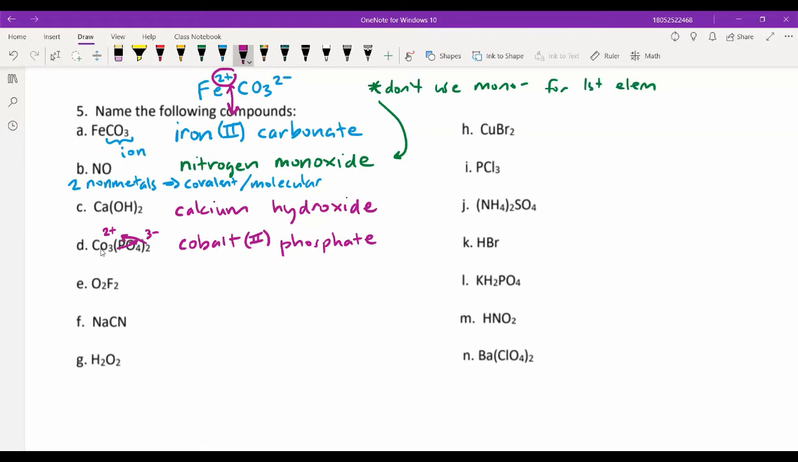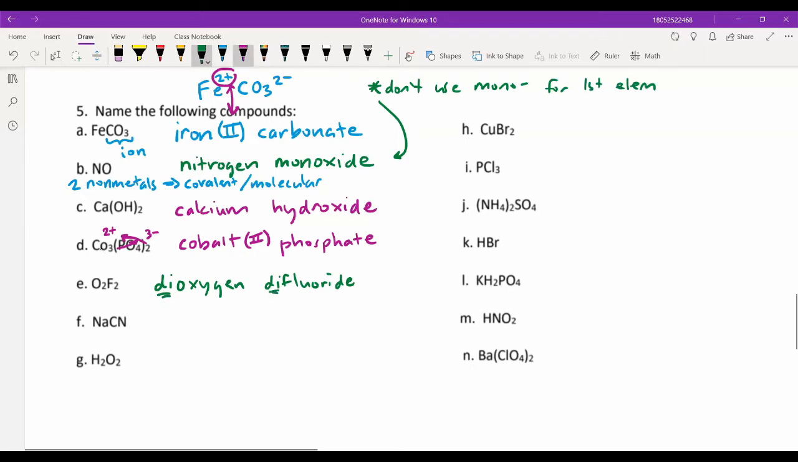All right, here we have a compound with 2 nonmetals, oxygen and fluorine. So this is covalent or molecular. I'll do this one green again. So we can't just say oxygen fluoride, because if it's covalent or molecular, we need prefixes. And in this case, because there's 2 oxygens and 2 fluorides, we're going to put the di in front of both: dioxygen difluoride. So don't forget the prefixes for these kinds of compounds where there's 2 nonmetals.